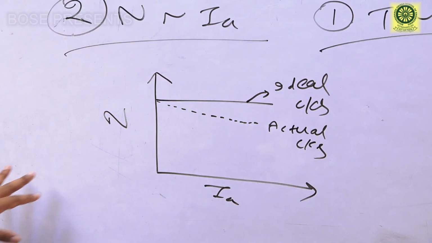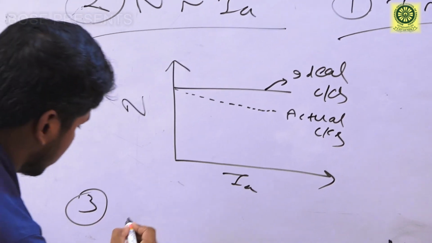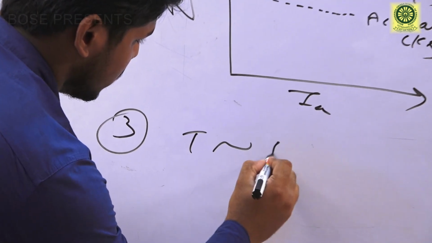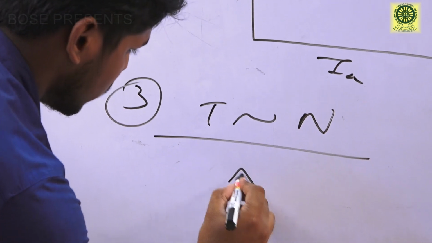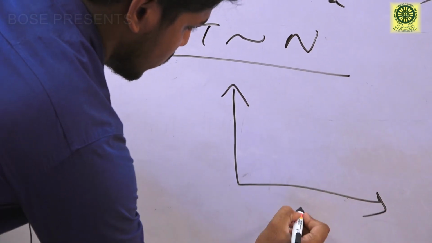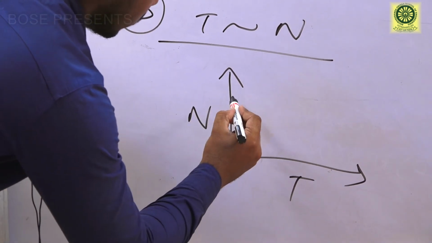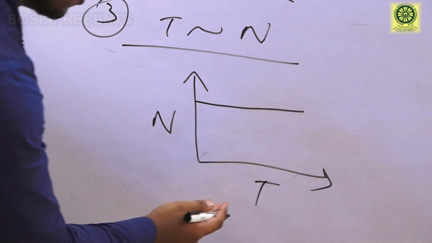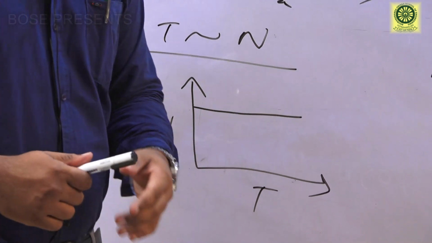And the third one is torque versus speed. It is also like that. As it is a constant speed motor, the speed will remain constant with the change of the torque.